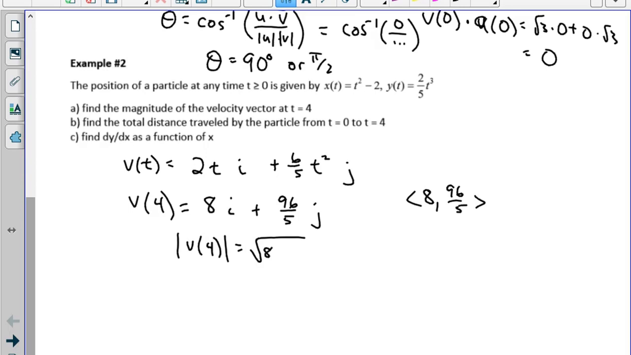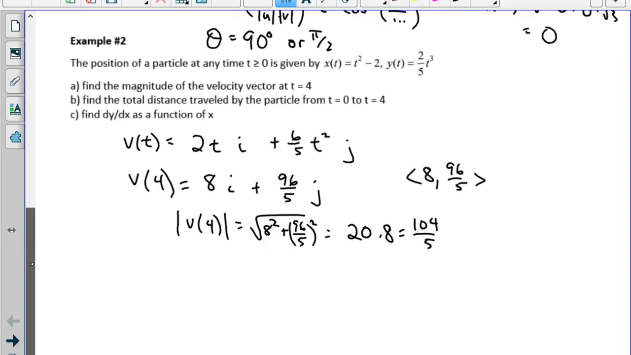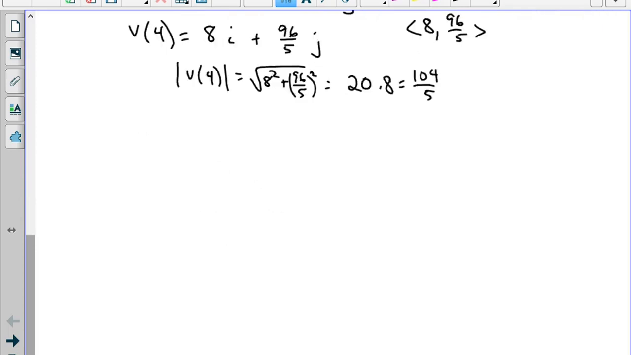So that's the square root of 8 squared plus (96/5) squared, which ends up being 20.8, or 104/5. Part B: find the total distance traveled by the particle from t equals 0 to t equals 4.